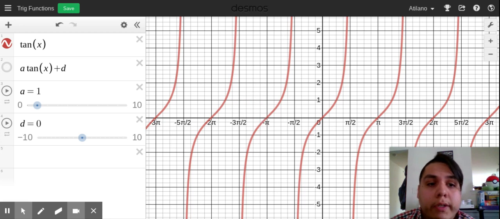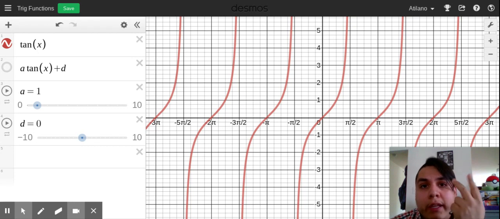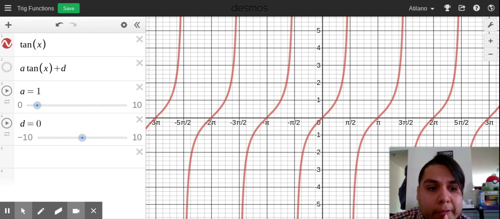Sine and cosine, let's talk tangent. So if you notice, the tangent graph is pretty different from sine and cosine, which you guys did. So let's talk about the characteristics of the domain, the range, the y-intercept of this graph.